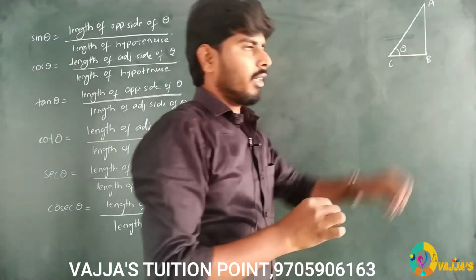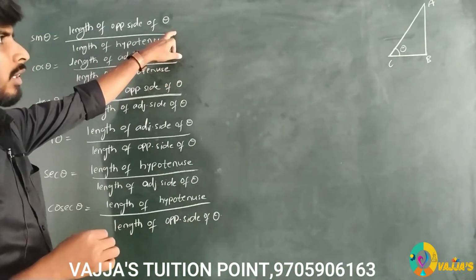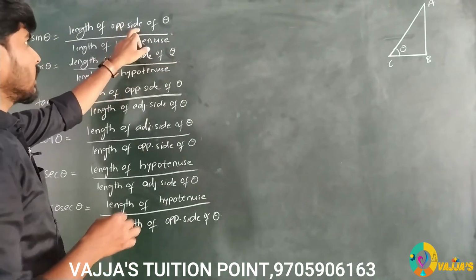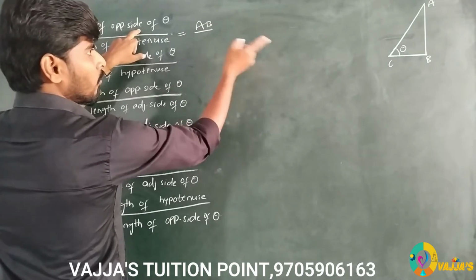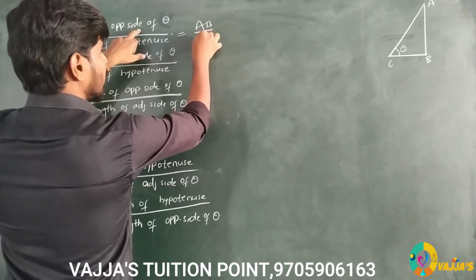This is your theta. What is the sine ratio? Sine ratio is nothing but opposite side by hypotenuse. What is the opposite side here? AB by hypotenuse AC.